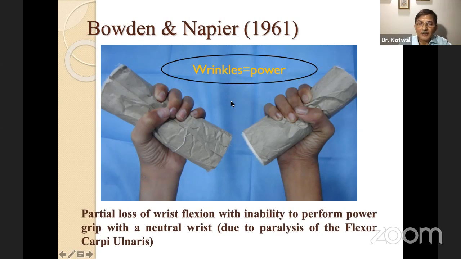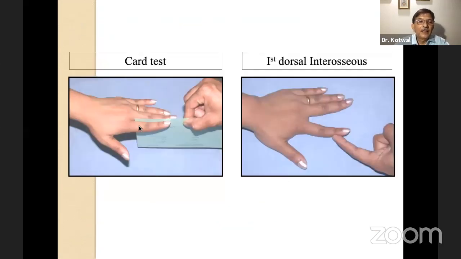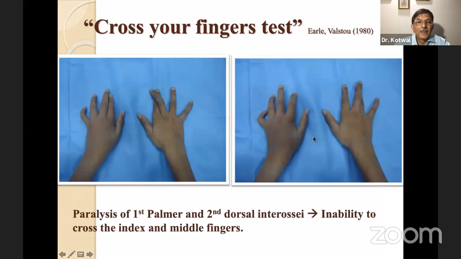flexor carpi ulnaris. Then in the ulnar nerve, you test for the integrity of the interossei by doing the CAR test. And also you can test the first dorsal interosseous by doing the abduction of individual fingers. There are a few more tests which are again done to test whether the interossei muscles are paralyzed or not. You ask the patient to cross the fingers. So he's trying to bring it on this side and take it on the other side as well. And this he will not be able to do, like he's not able to do it here, because of the paralysis of the interossei.